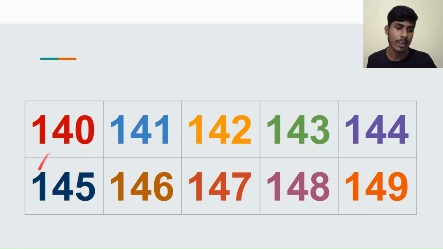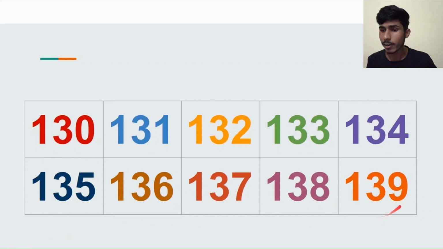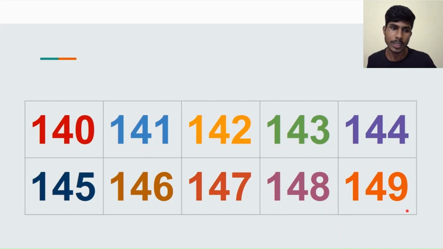Just we changed from 139, we made this 9 a 0, and we changed this 3 to 4, we got 140, that is 140. Okay, and again we need to change the rightmost digit from 0 to 9. We'll get 140 and 141, 142, 143, 144, 145, 146, 147, 148, 149. And again we need to change this.